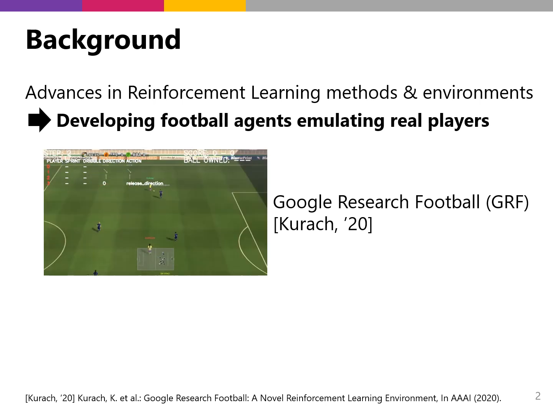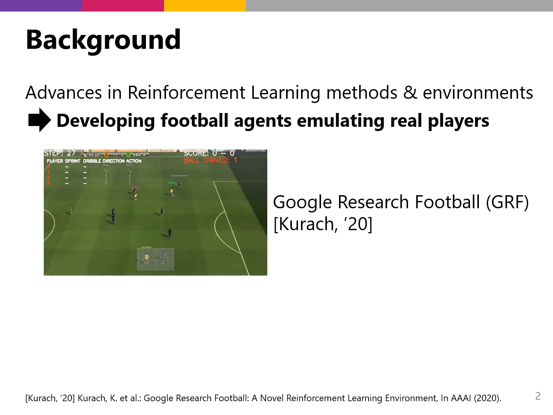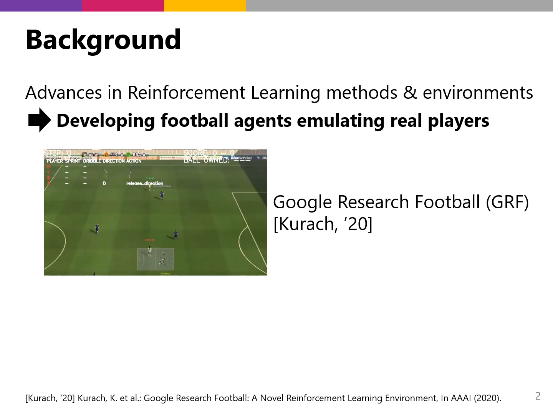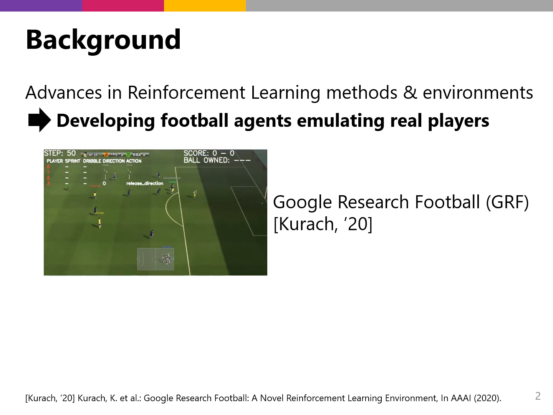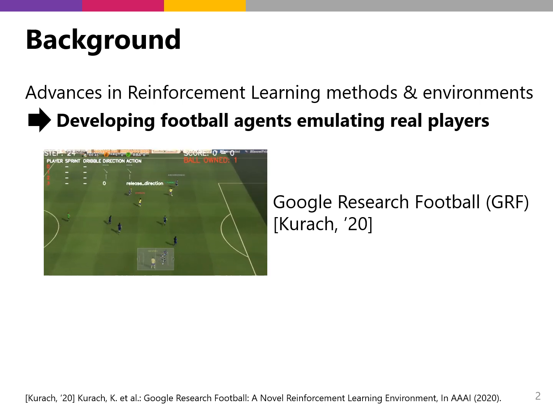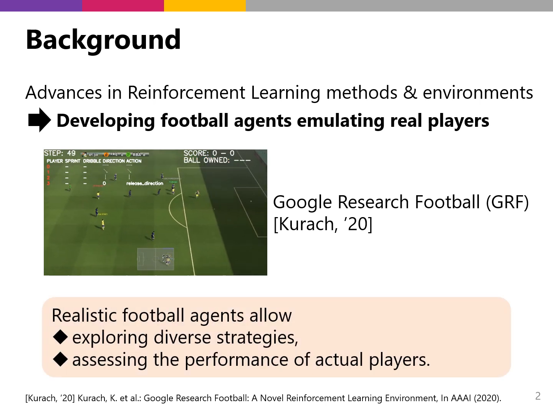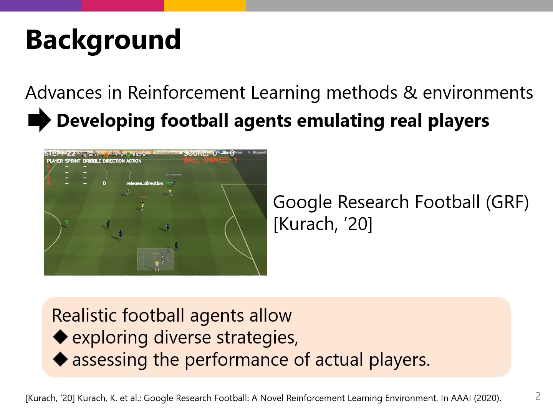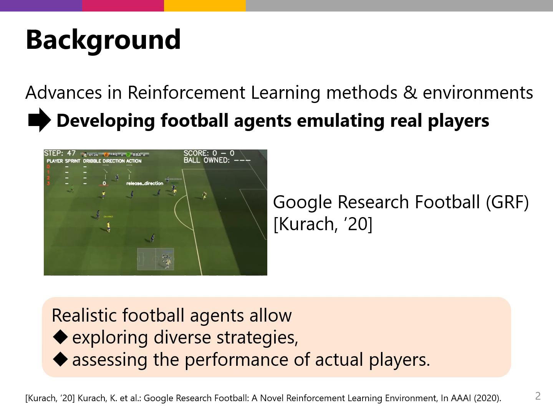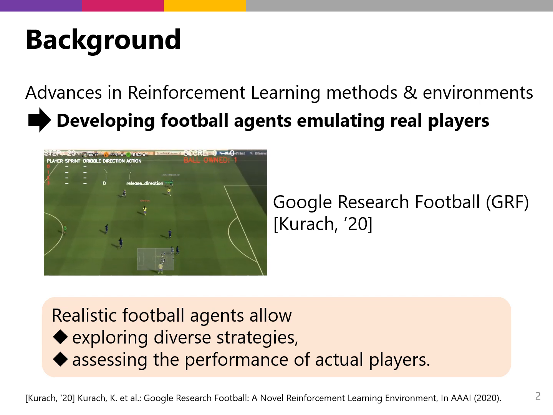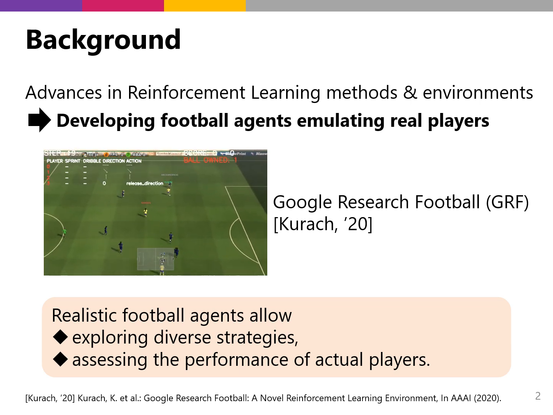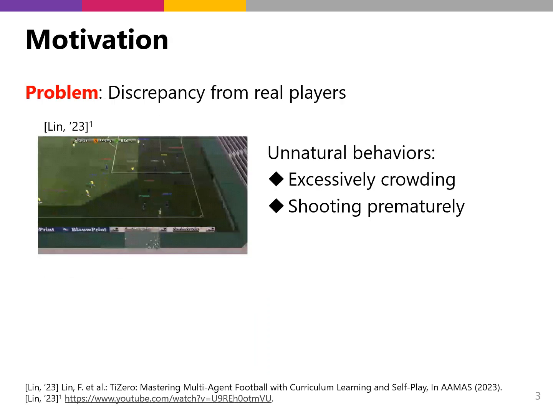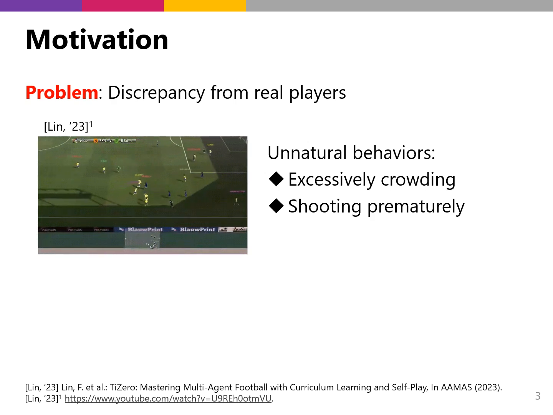Developing football agents that closely emulate real players is required. The football agent is trained via the Google Research Football environment that considers physical phenomena. Realistic football agents can offer systematic simulation-based methods for addressing various tasks, including exploring diverse strategies and assessing the performance of actual football players. However, there is still a huge gap between the developed agents and real players.